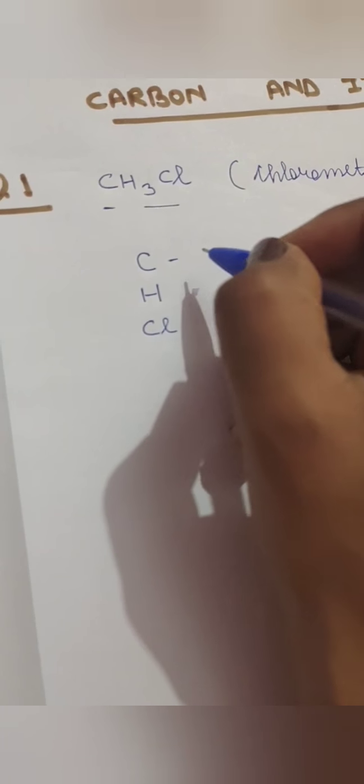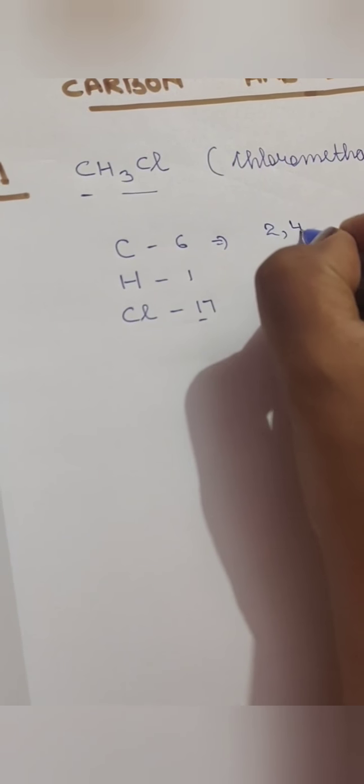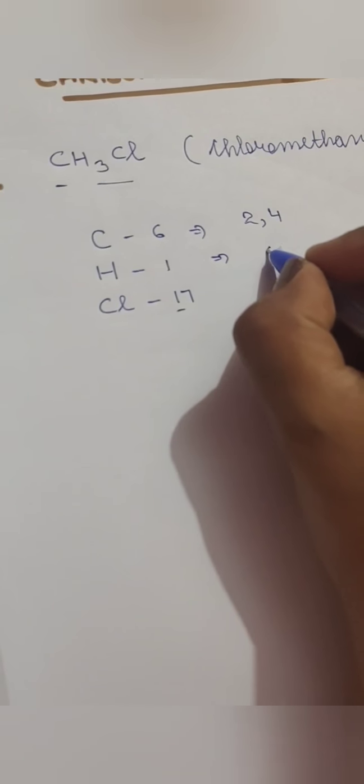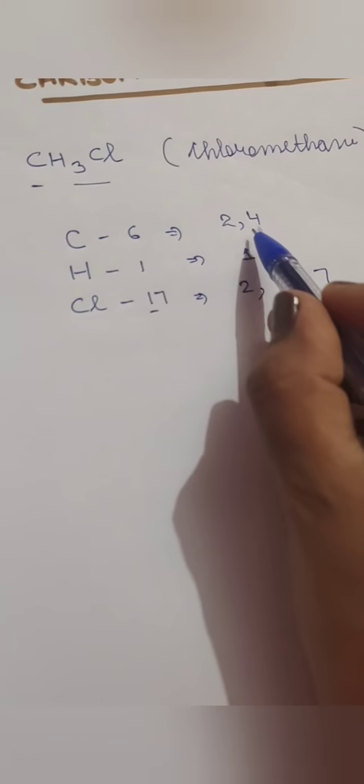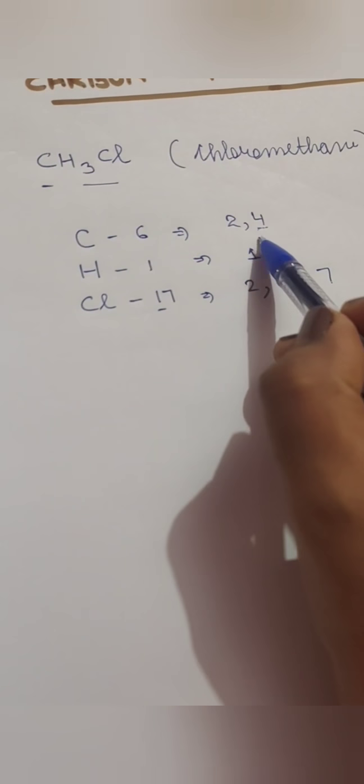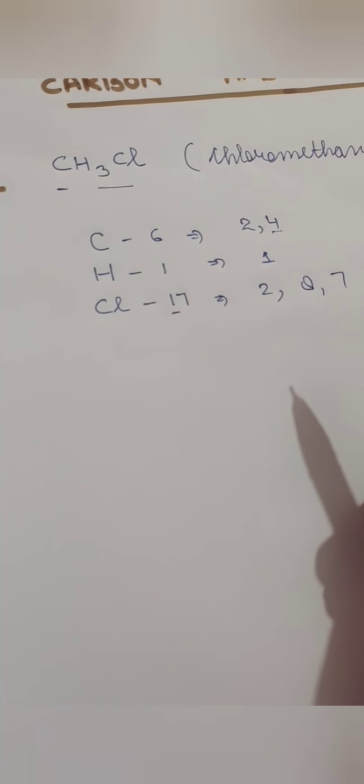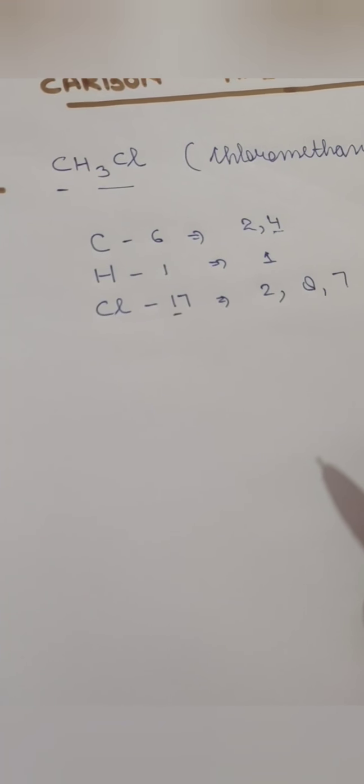In this we know that the atomic number of carbon is 6, atomic number of hydrogen is 1, and atomic number of chlorine is 17. According to this the configuration would be 2, 4 for carbon, only 1 for hydrogen, and 2, 8, 7 for chlorine. Now we know that carbon has a tetravalency, so carbon cannot gain or lose electrons, so the only mode for it is sharing.